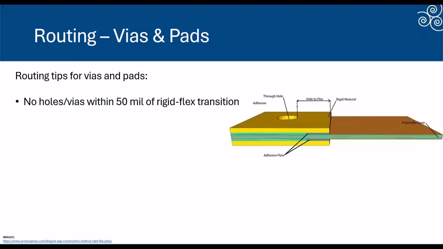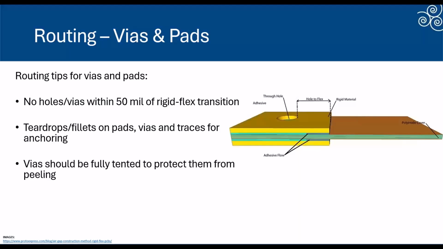But 50 mils is a good rule of thumb to keep the edge of your hole away from that rigid flex transition. Teardrops or fillets on pads and traces for via anchoring. Again, the same way that we wanted pads anchored, you would want any additional vias or pads on the board anchored as well. So those teardrops are very common to see across all flex design, just to add a little more robustness. And when you can, vias should just be fully tented on the flex to protect them from peeling. The flex is very thin, so having them fully tented doesn't really cause any problems. It just helps to protect them.